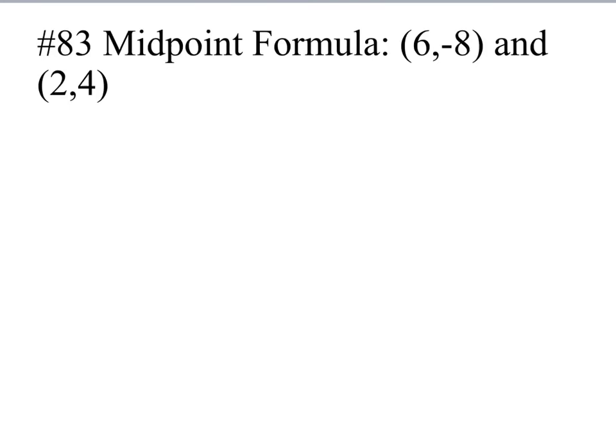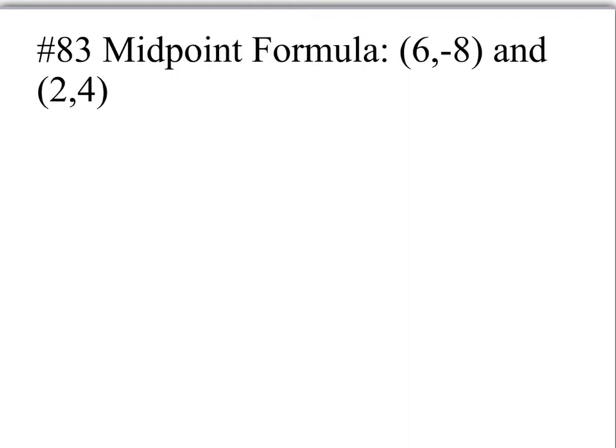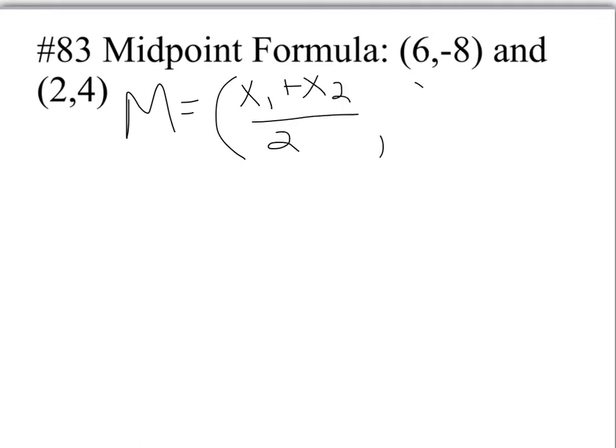All right, now we're moving on from the distance formula to the midpoint formula. The midpoint formula says M equals (x1 plus x2 over 2, comma, y1 plus y2 over 2). So whenever you're done with the midpoint formula, you're going to end up with an ordered pair, an x, y. This will be your x value, and this will be your y value.